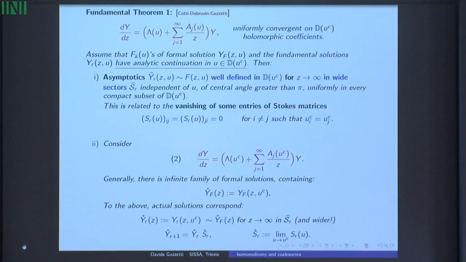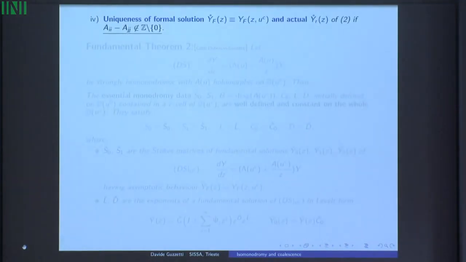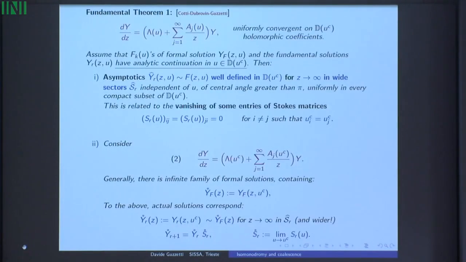I will not prove this because it requires a lot of work, and this work is required precisely because the system is not isomonodromic. So you have to really analyze what happens to fundamental matrix solutions when you move inside the polydisk. But now that we have this theorem, we can apply it to the isomonodromic case.